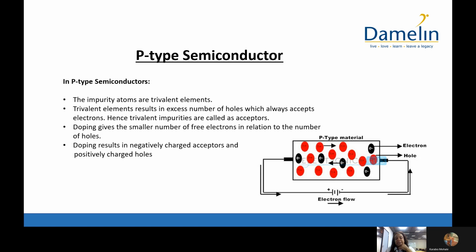Now the P-type is basically the same. The only thing is that it's trivalent elements that are added, which are atoms or elements that have 3 valence electrons on the outermost shell. So the trivalents are added. They are known as acceptors because they need an electron from the semiconductor. First we had the N-type, which needed electrons from the impurity that is added. Now we have the P-type that needs to take electrons from the semiconductor. The doping results in a negatively charged acceptor and positively charged holes.